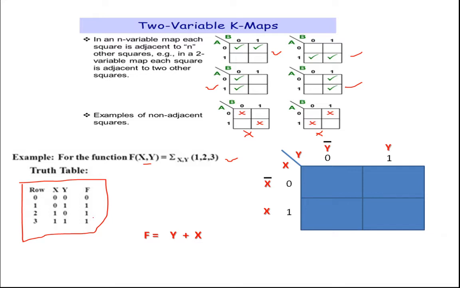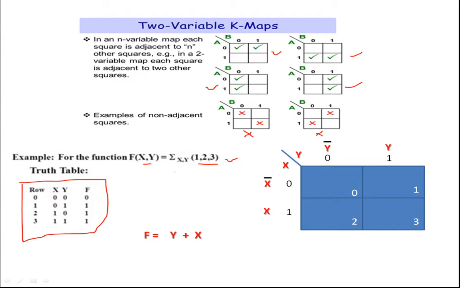Here you can see the cell numbers: the first cell starts with 0, the next cell is 1, then 2, and then 3. So what do we need to do? Looking at the truth table, the truth table is an optional part. Directly we can take the values from the given expression or the function. Whatever values are given, there we need to represent 1, and wherever the values are not there in this function, we'll represent that cell as 0.